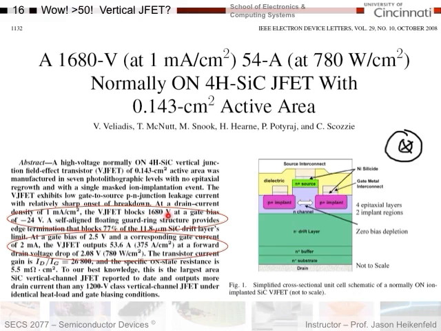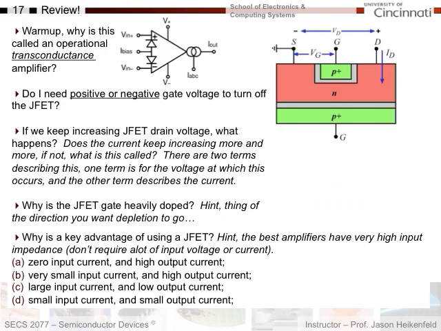So again, they said it can block when you turn this thing off. It can hold off 1700 volts roughly, using only minus 24 volts at the gates. Minus 24 volts makes sense. This is the P-type region, so you want negative voltage on the P to reverse bias it. And it can put out 54 amps roughly with a very little amount of input current. So you can see how you can make a very powerful amplifier, really high power, using a JFET.